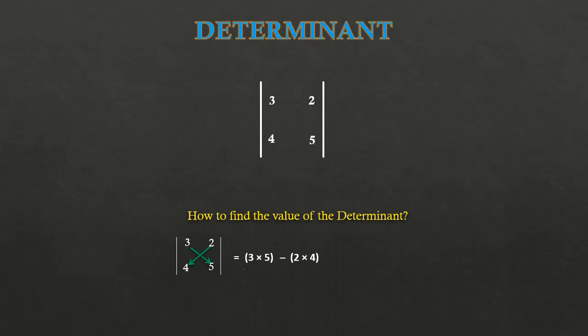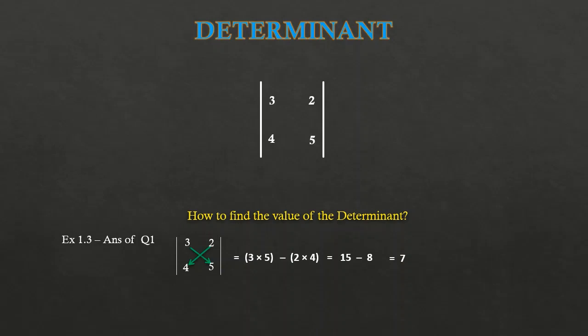Now 3 into 5 multiplied gives you 15, and 2 into 4 gives you 8, with a minus sign in between. So when we simplify, 15 minus 8 is equal to 7. So the value of the determinant we obtained is 7. And this is question number 1 of Exercise 1.3, which is the activity. So I have explained it to you. With that we are done with how to solve a determinant, and we understood our first question of Exercise 1.3, which is your activity.